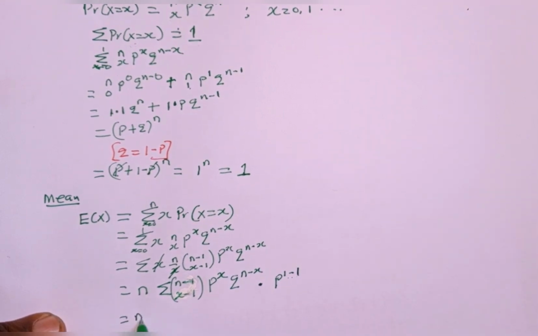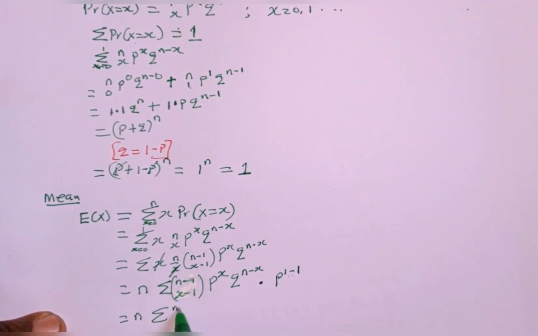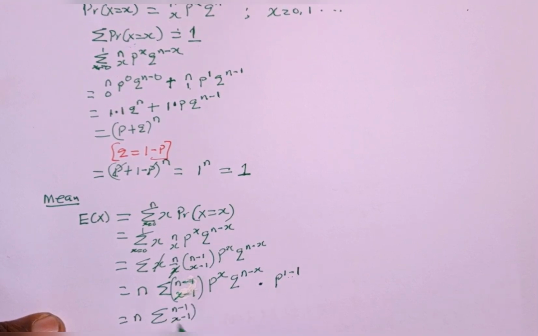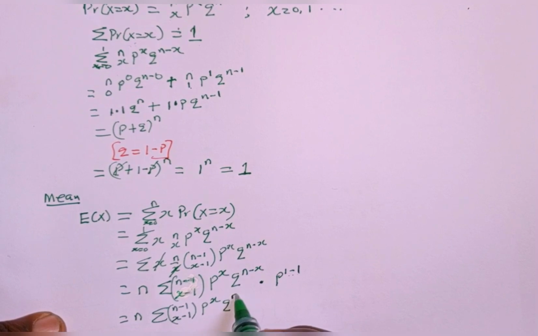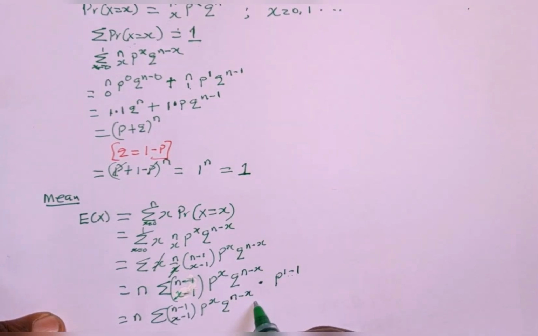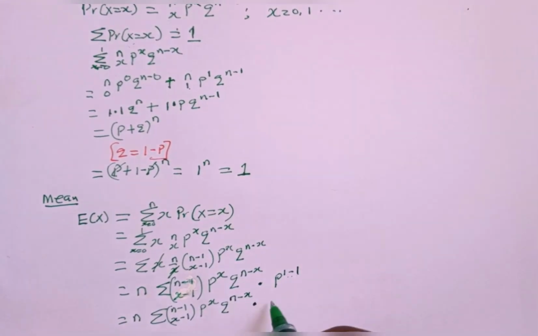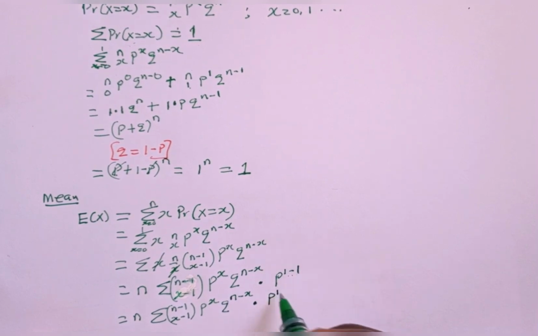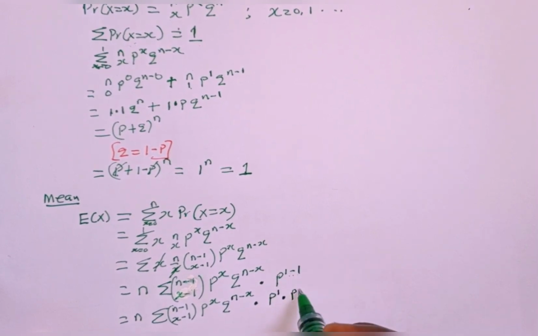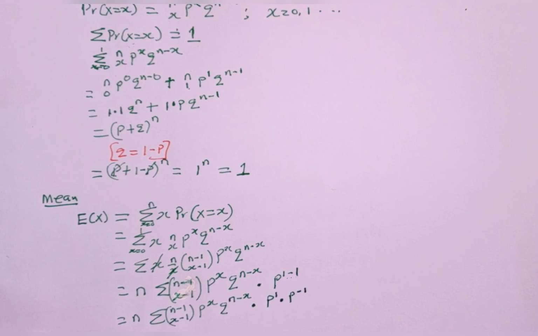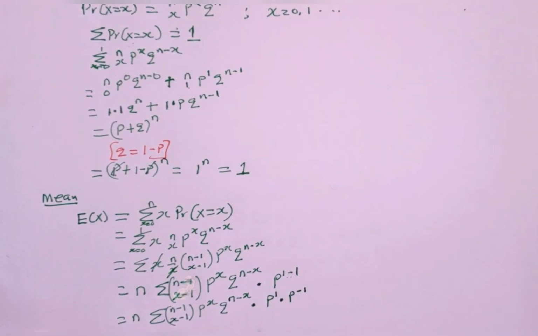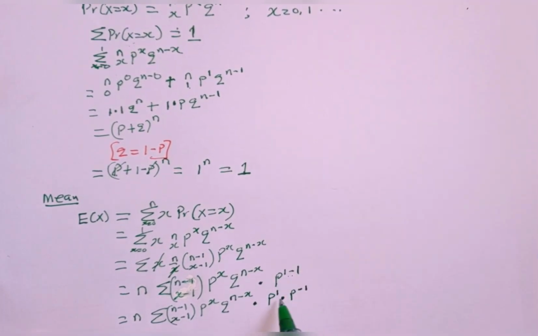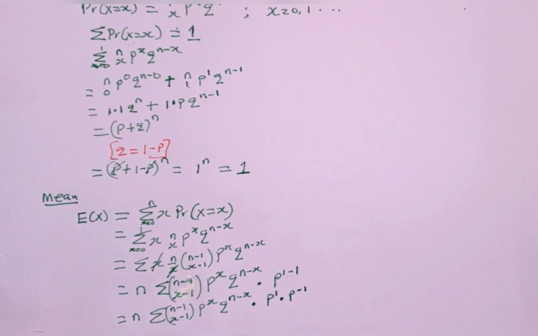So which is going to be equal to what? N summation of (n-1 choose x-1) p^x q^(n-x), multiplied by, do you know that this can also be written as p^1 multiplied by p^(-1)? This is still the same. According to the multiplication law of indices, when you multiply this, you still get this thing back. Since the base is the same, we add the two powers, it's still the same.